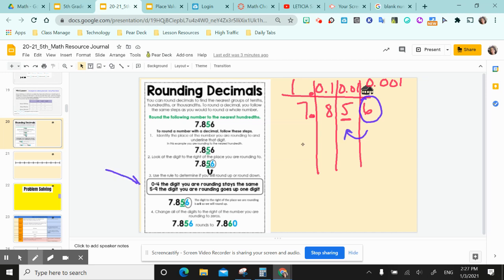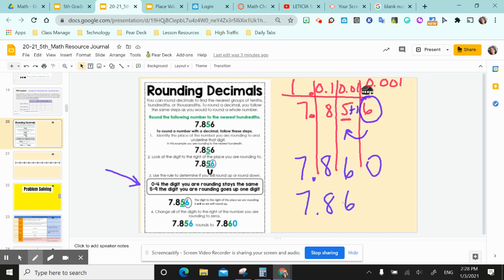If you're looking at your anchor chart, it tells you if the number that is circled is 0, 1, 2, 3, or 4, then that 5 stays the same. If the number that is circled is 5, 6, 7, 8, or 9, then we're going to add one more to this underlined digit. So since the number that is circled is 5 or more, we are going to add one more to 5. Now that means that the 5 is going to become a 6. Everything to the left of the underlined digit stays the same. Everything to the right changes to zeros.